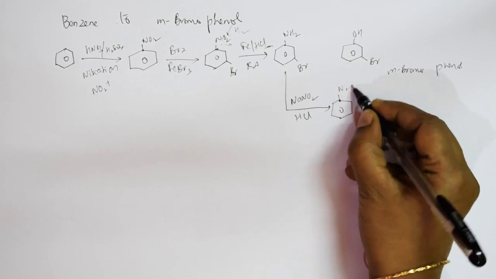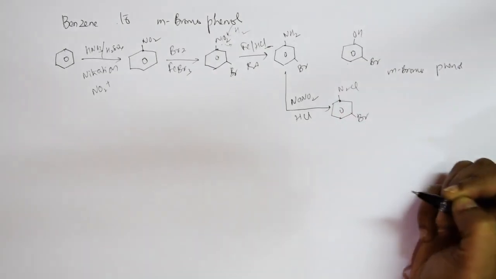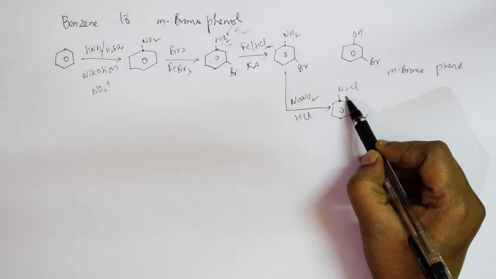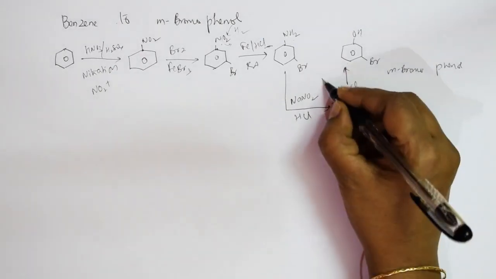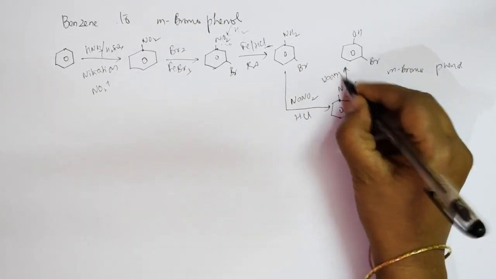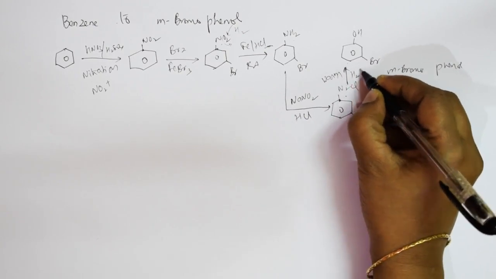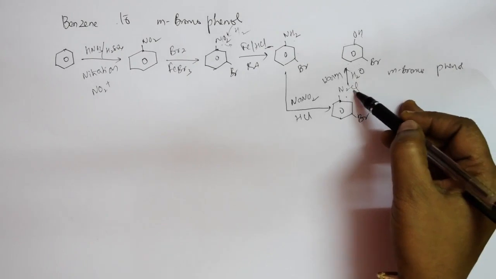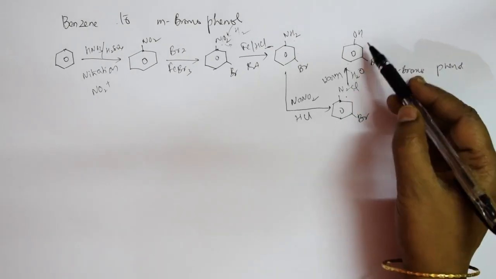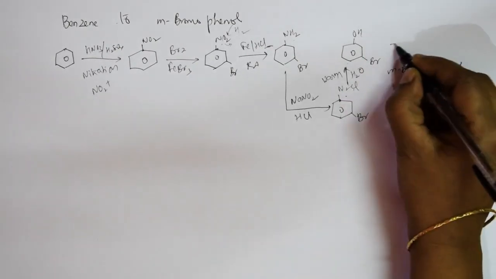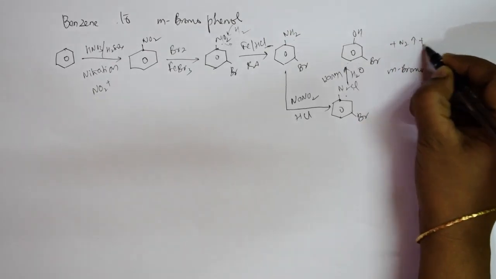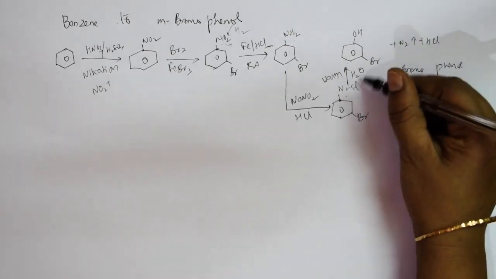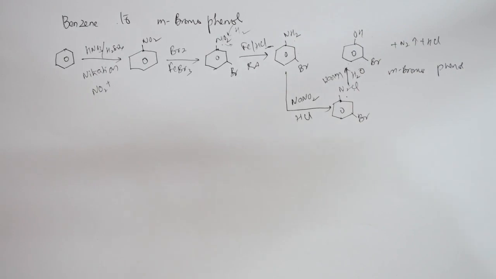Amine will become N2Cl and Br is still there. Now this N2Cl, what will happen? I can warm it. Just warm. When you warm it in the presence of water, the nitrogen gas escapes out. H comes out as HCl, and the left OH is here. That's it. This is the reaction.